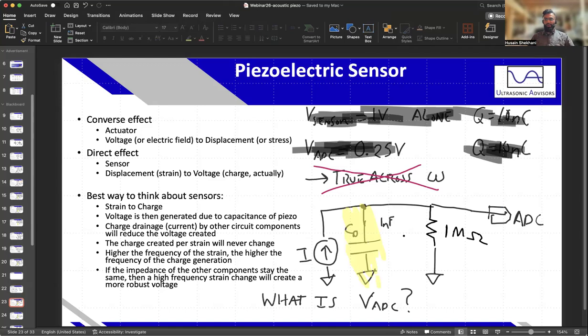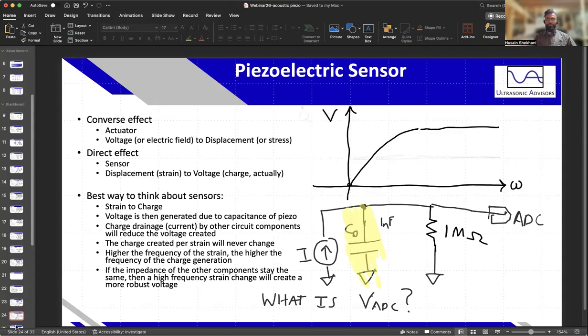So what happens if you have a resistor here? And I just blacked all this out because this is not true anymore. It's not true across frequency. You're not going to have that constant voltage response for a constant force anymore. So now, assuming there's 1 megaohm, what would be the actual voltage measured on the ADC? Assuming it's a purely resistive load, this is actually what would happen.